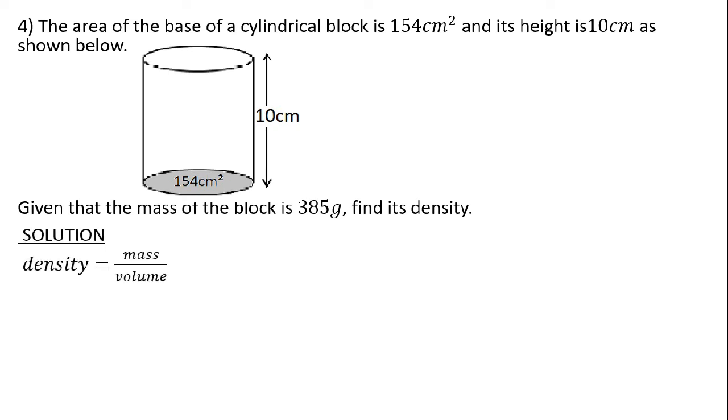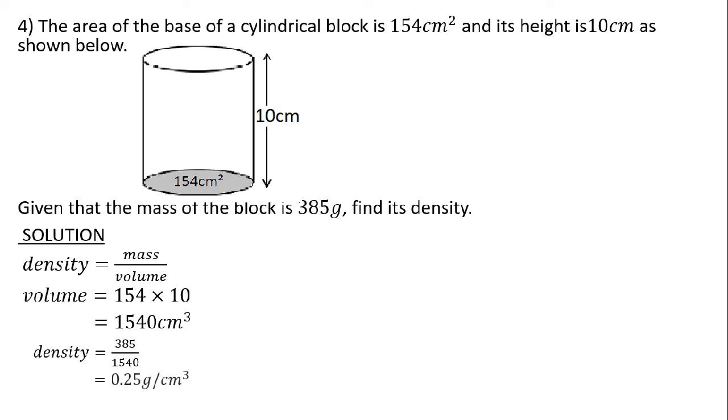So let's do that. We'll say density is equal to mass over volume. Where there's mass, we'll replace 385 grams. Where there's the volume, we'll replace 1,540 cubic centimeters. So when we divide 385 by 1,540, what we are getting is 0.25 grams per cubic centimeter. So our density is equal to 0.25 grams per cubic centimeter. As simple as that.